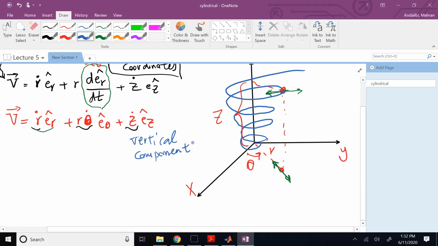This is the vertical component of velocity for going up and down. This is what? The radial component. Because as you move on the path, you can change your radial distance from the z-axis. And this is due to what? Rotation. Okay, so we can call this rotational component, or in some textbooks, they call it transverse.